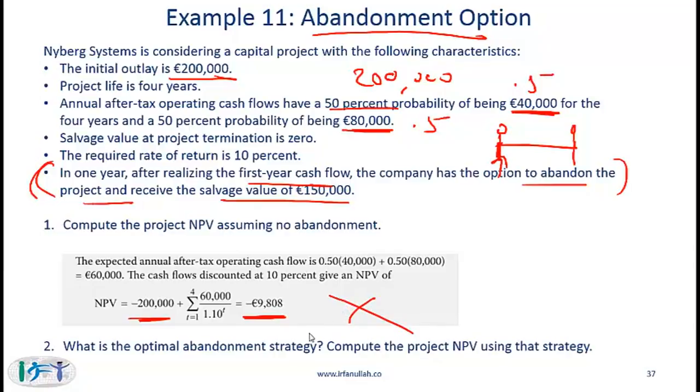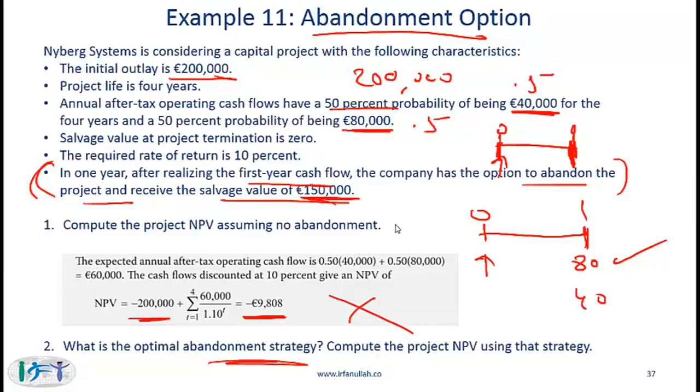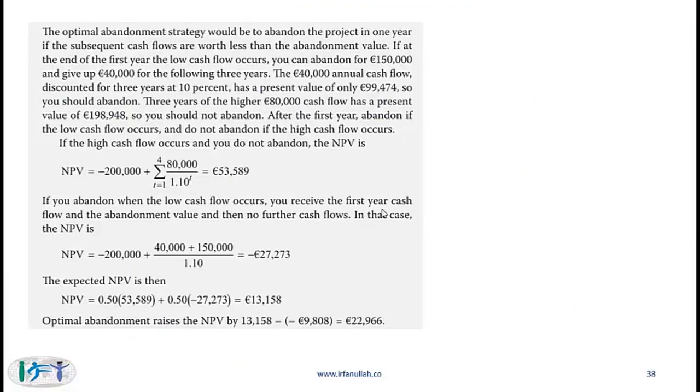But what if you do have the option to decide over here at the end of year 1 to abandon? Then what will you do? You can start the project, and at the end of year 1, if you get 80, that means that you continue. But if you get 40, then you can abandon the project and get your salvage value of 150. Do you think this option has some real value? Yes. It does. So how do you figure that out?